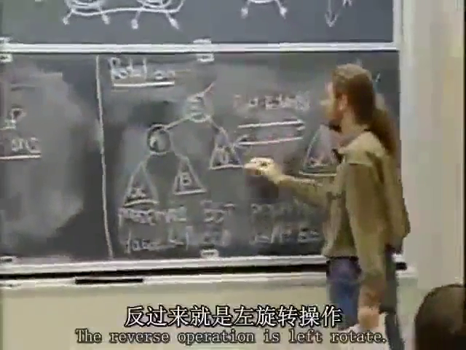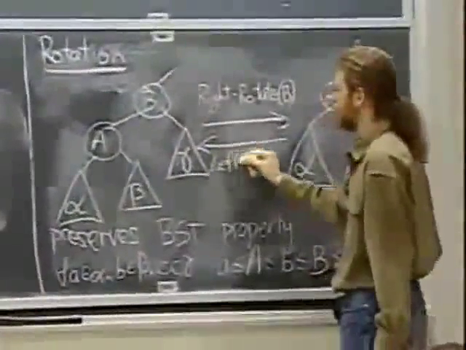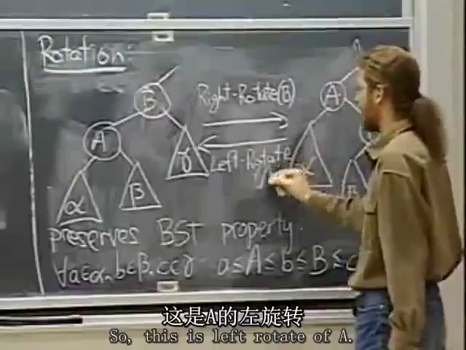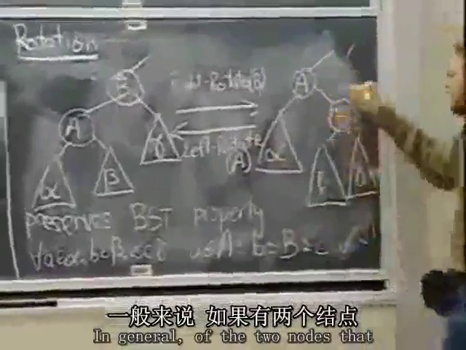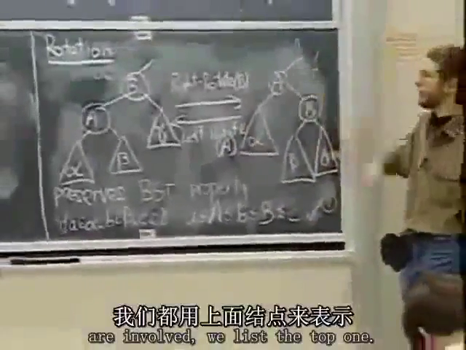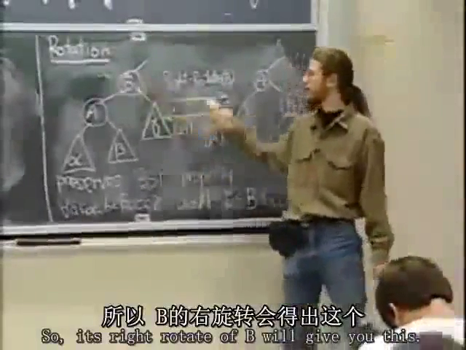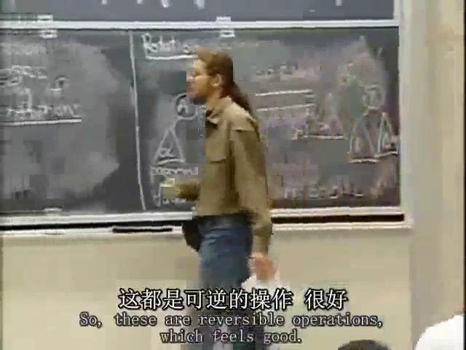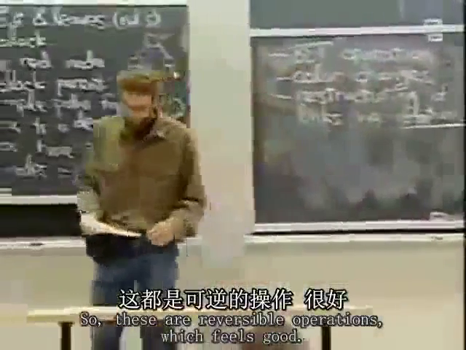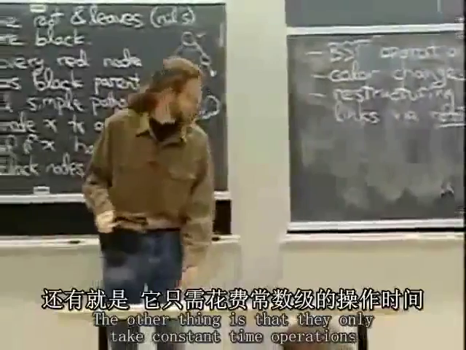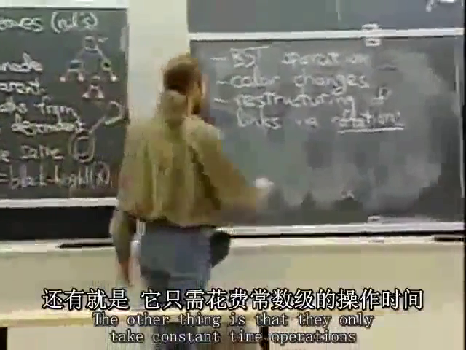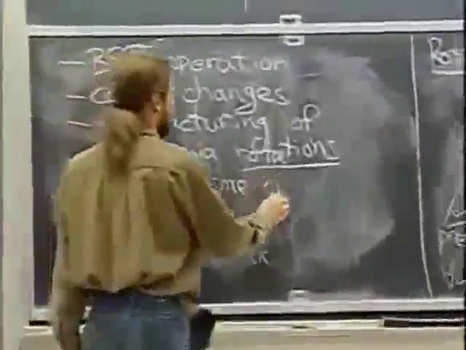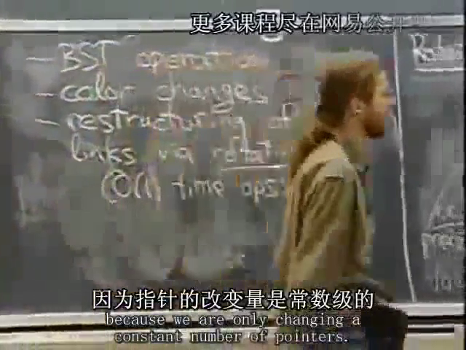The reverse operation is left rotate. So this is left rotate of A. In general, of the two nodes that are involved, we list the top one. It says right rotate of B will give you this, left rotate of A will give you this. So these are reversible operations, which feels good. The other thing is that they only take constant time. These are constant time operations because we're only changing a constant number of pointers.